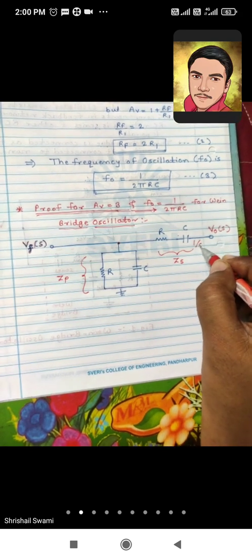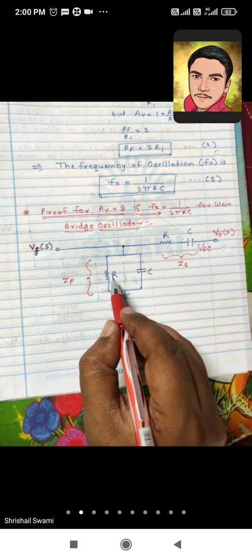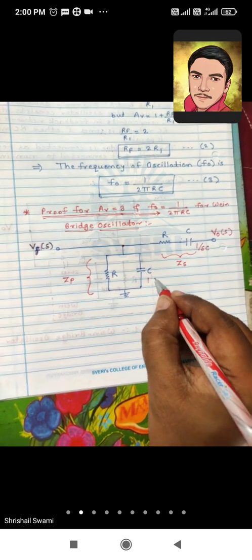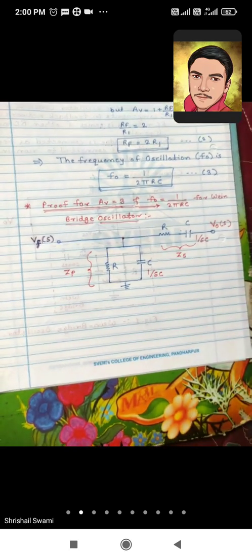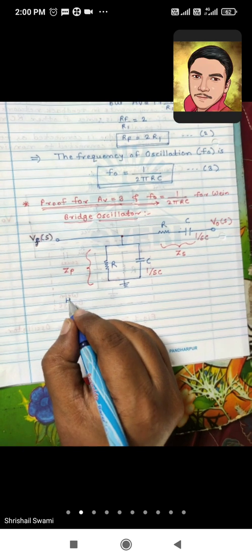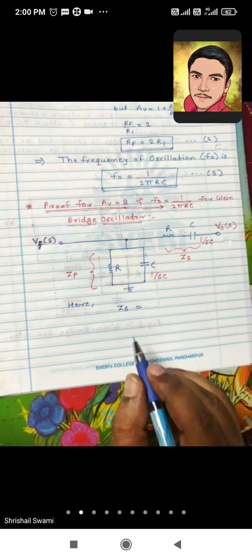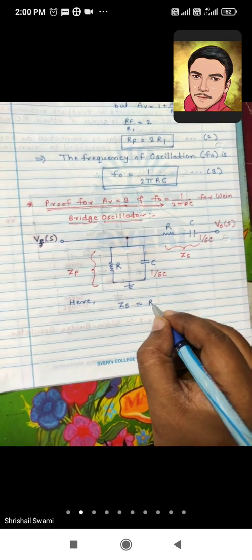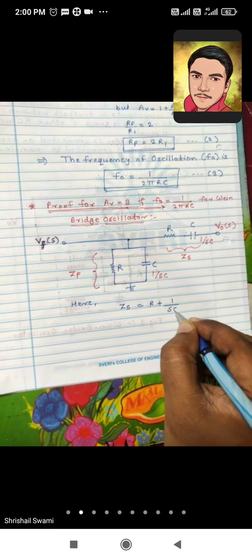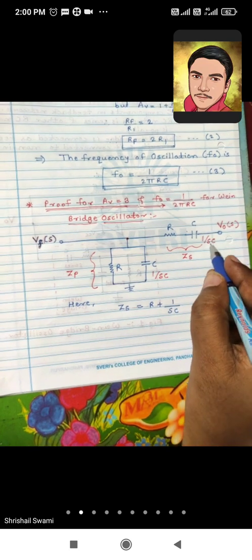It becomes 1 upon SC. Here also R remains the same. So the capacitor becomes 1 upon SC. So first of all we can calculate here. The ZS is equal to R plus 1 upon SC.